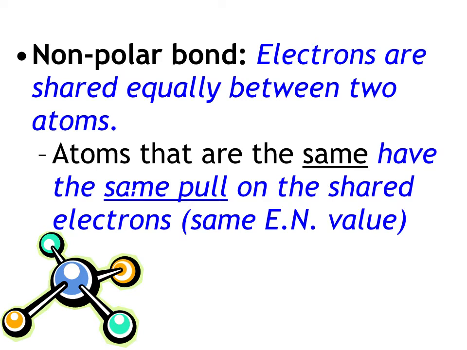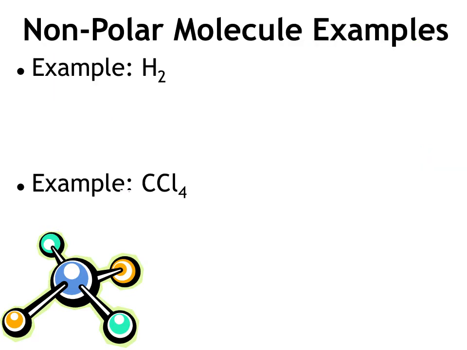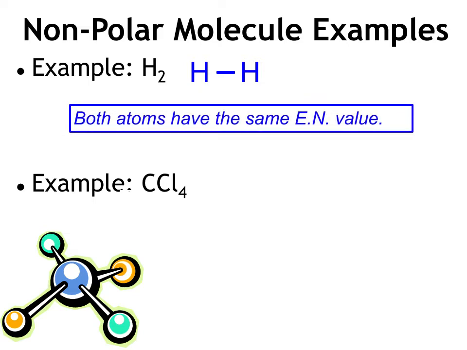Nonpolar bonds are when electrons are shared equally between the two atoms. And in general, whenever you have two atoms that are the same, they're going to have the exact same pull on those electrons because they have the same electronegativity value. So that would be a nonpolar bond. Another bond that is always going to be nonpolar because their electronegativity values are very close is the carbon-hydrogen bond. Looking at a couple examples, anytime you have two atoms that are exactly the same, those are going to be nonpolar because they have the same electronegativity values, so the electrons are distributed evenly between that bond.